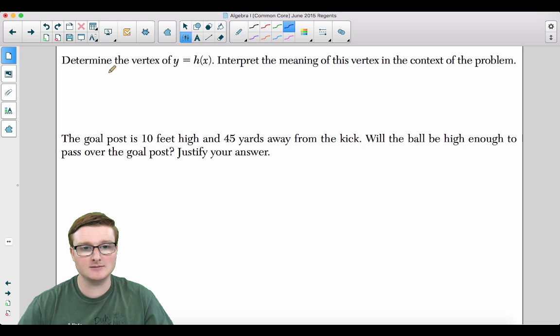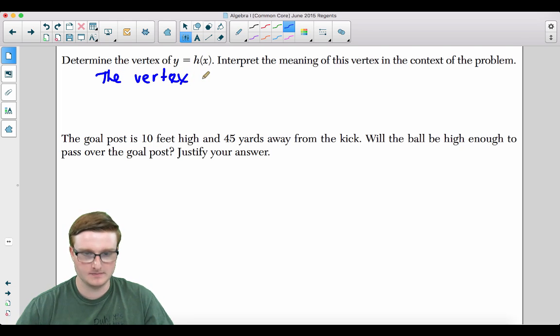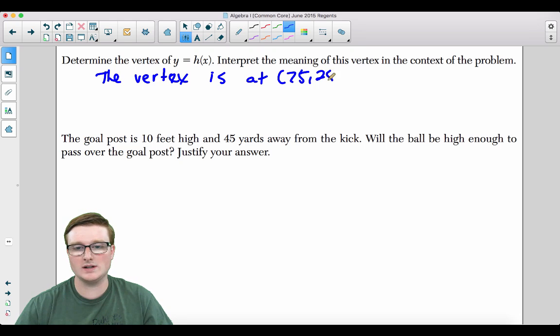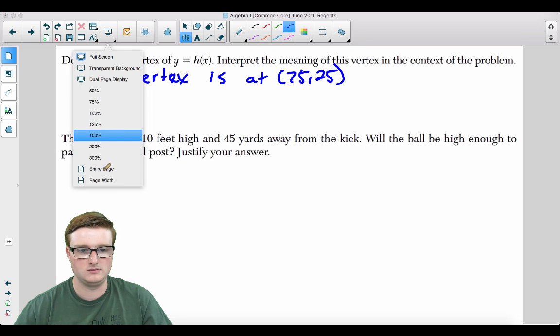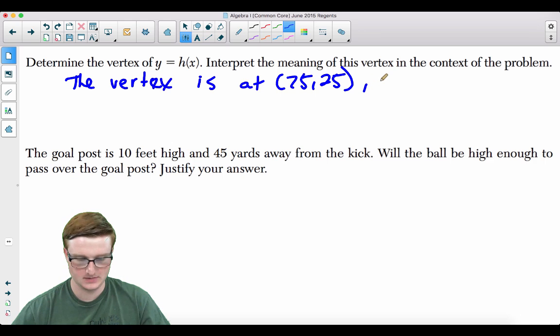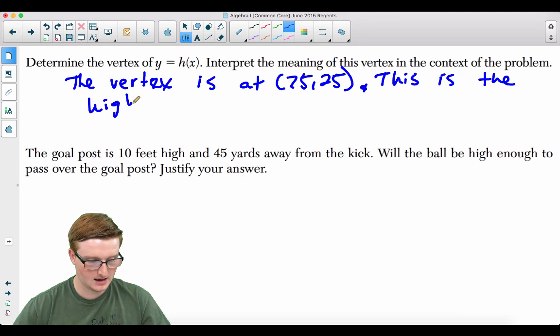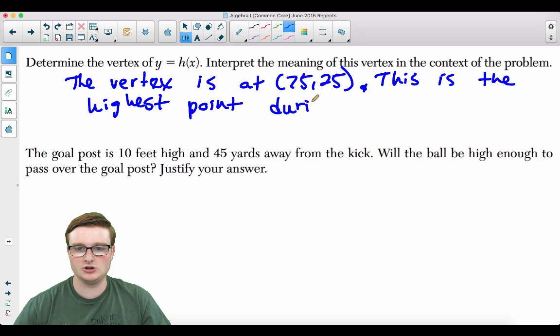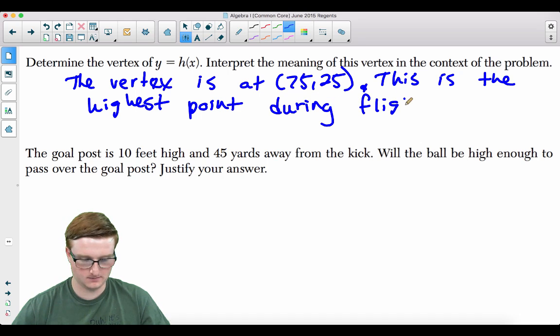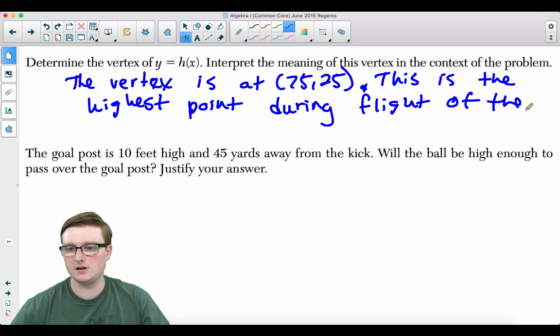So you're going to say that the vertex is at 75, 25. All right, and this is the highest point during flight of the football.